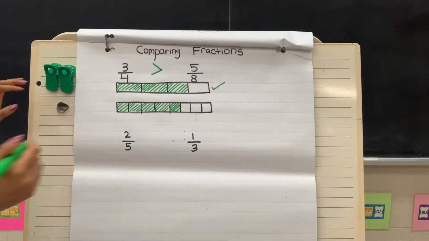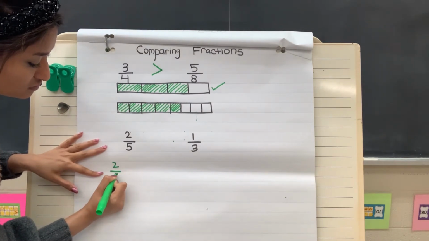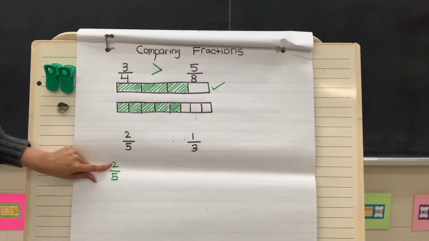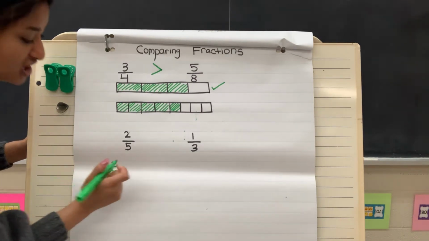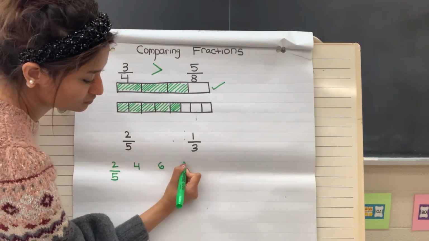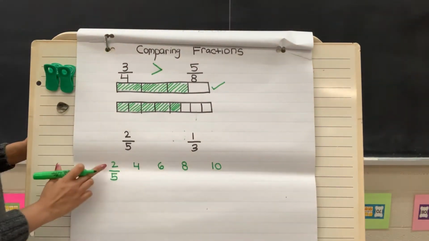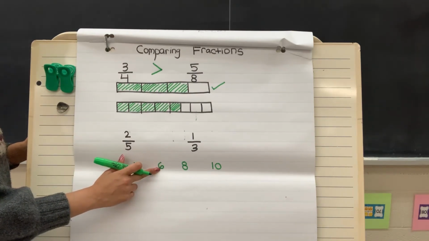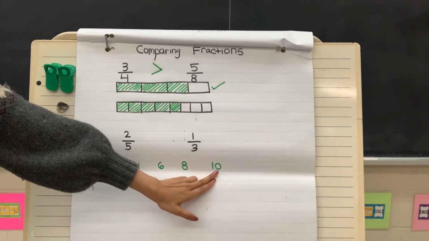So I have 2 over 5. I'm going to write down 2 over 5. I'm going to write down the multiples of 2 and 5. So what comes after 2 in the 2 times table? 4, 6, 8, and 10. Let's stop at 10. I have 2 times 1 gives me 2. 2 times 2 gives me 4. 2 times 3 gives me 6. 2 times 4 gives me 8. 2 times 5 gives me 10. I went all the way up to 2 times 5.